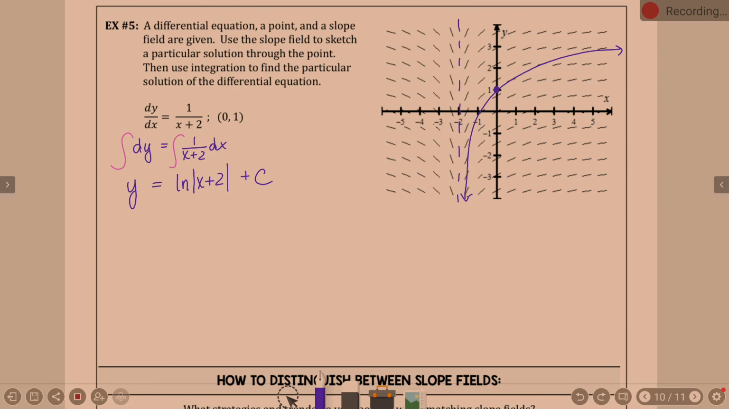Now, that right there is a general solution. It wanted a particular solution through that given point. So what am I going to do? Plug in. So 1 is y, natural log of 0 plus 2 plus c. So 1 equals natural log of 2 plus c. So if you will, c is 1 minus the natural log of 2.